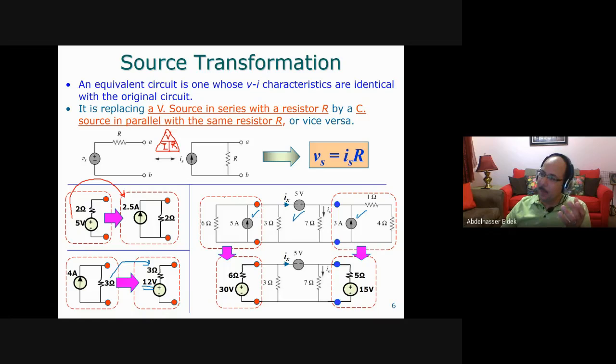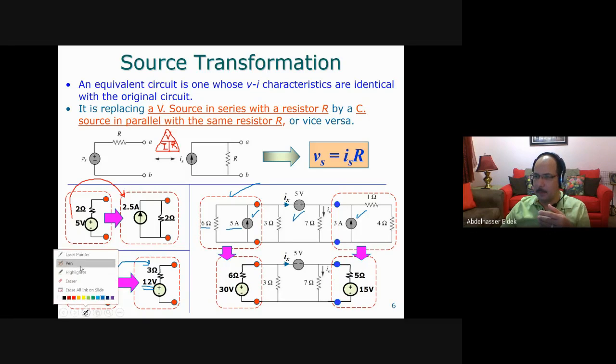But for example, here, if you look at these two together, 5 ampere in parallel with 6 ohm, then you can convert them to a voltage source in series with 6 ohm, connected between the same 2 points. You see these two are the same 2 points. So here's the first point, here's the second point, and this is equivalent to the same resistor, 6 ohm, and the voltage source is 30 volt. Why 30 volt? Because it's just 6 times 5.